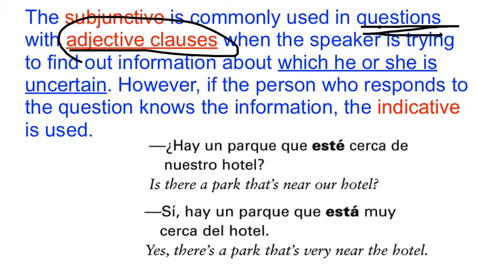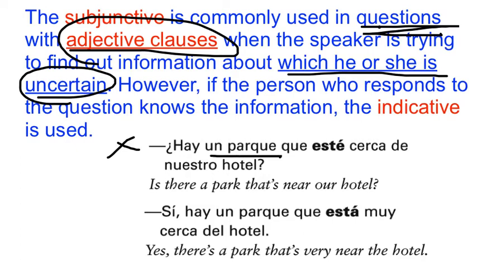They can be used in questions with adjective clauses when the speaker is trying to find out information about which he or she is uncertain. For example, ¿hay un parque que esté cerca de nuestro hotel? Is there a park? It's uncertain whether or not that park exists. So therefore, the subjunctive is used.